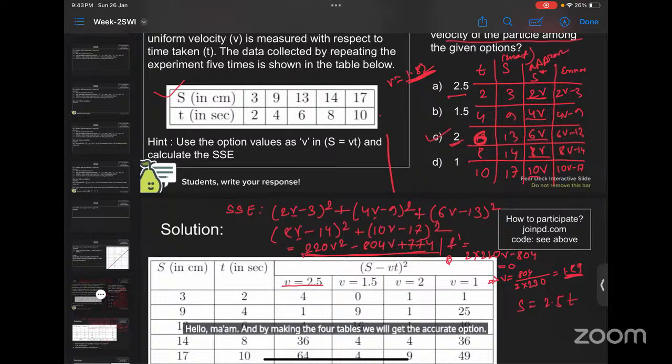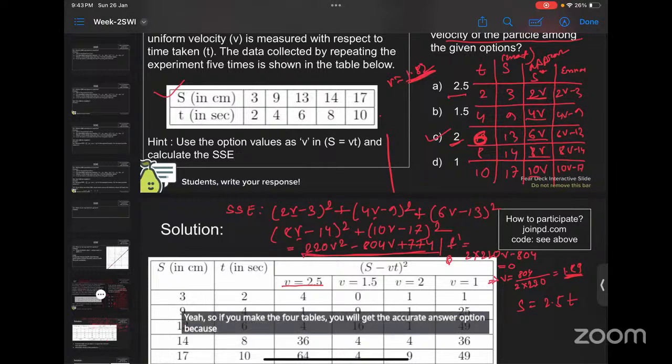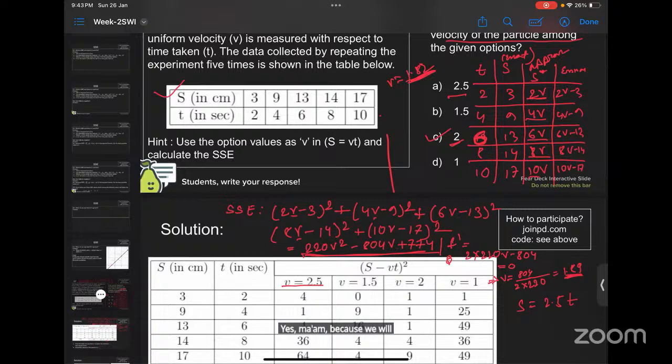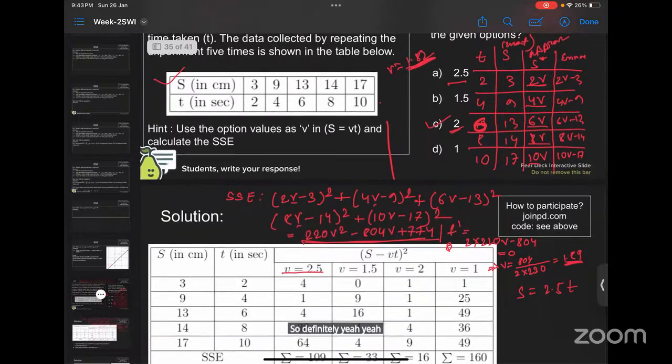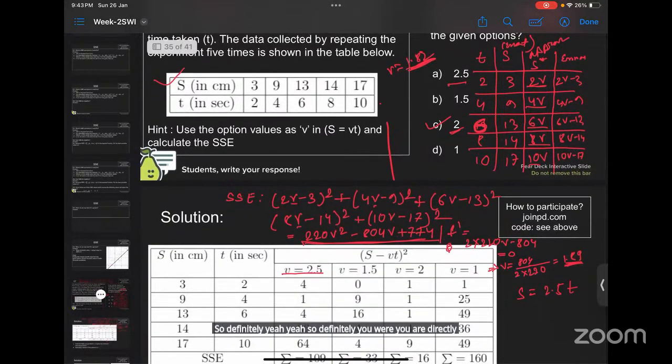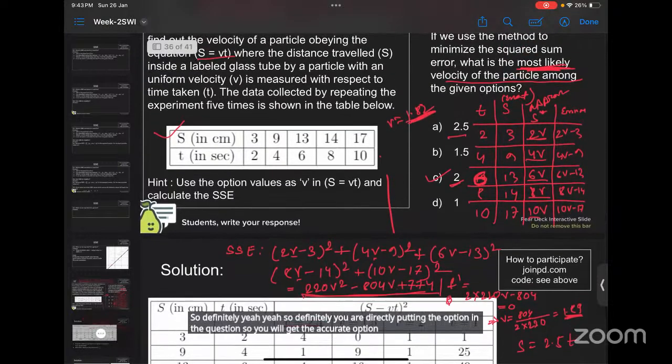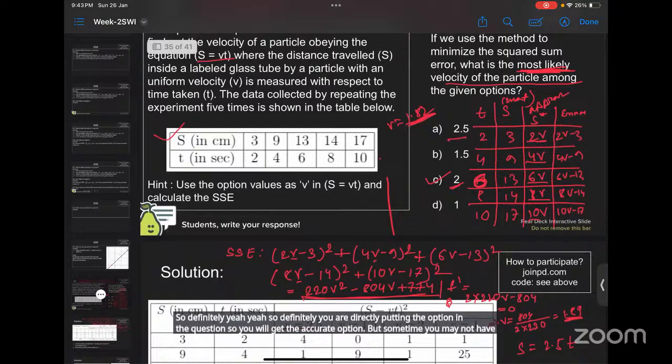Yeah. So if you make the 4 tables, you will get the accurate answer option, because you are directly putting the option in the question, right? Yes, ma'am. So you will definitely get the accurate option. But sometimes you may not have the equation in the simplest version, right?